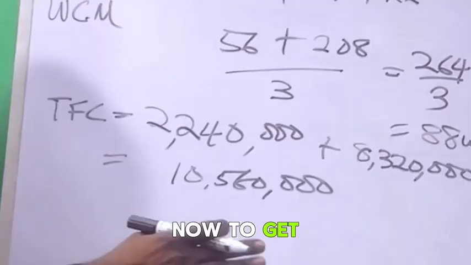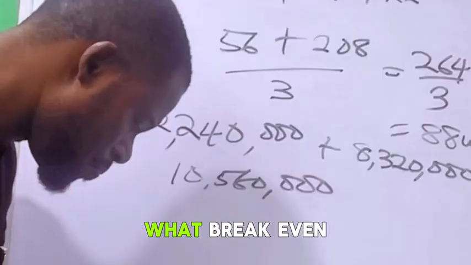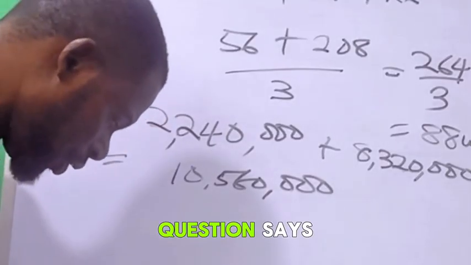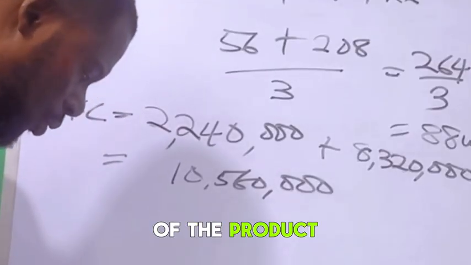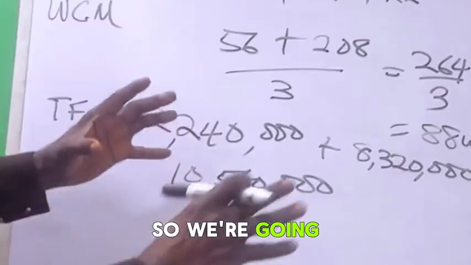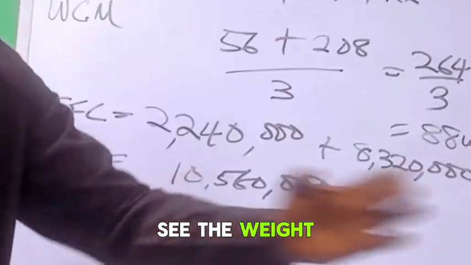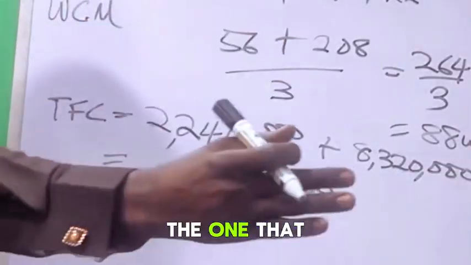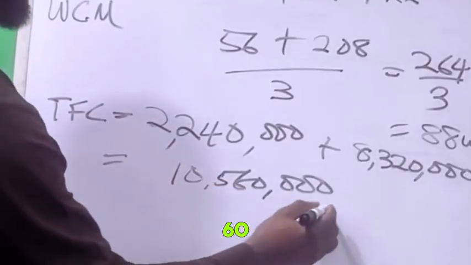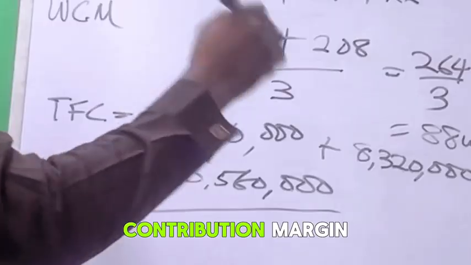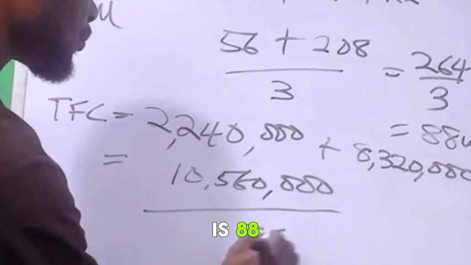Now, the question says we should get what? Break-even point in units. The question says determine the break-even sales in units for each of the products using the budgeted. So we're going to get the break-even point as a total, and then we'll see the weight. We'll then be able to separate them to know the one that is for A and the one that is for B. So when you say 10,560,000, you now divide by the weighted contribution margin, which is 88.